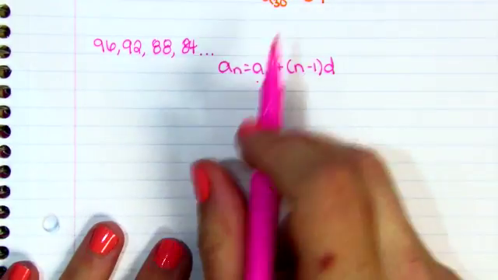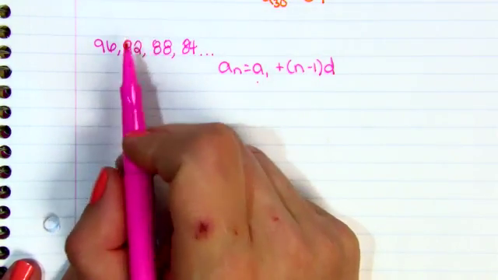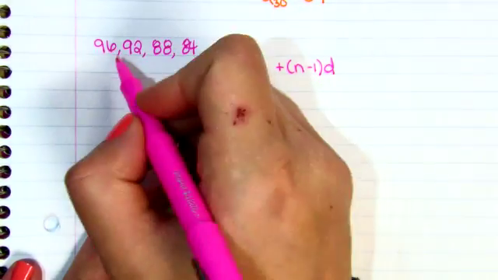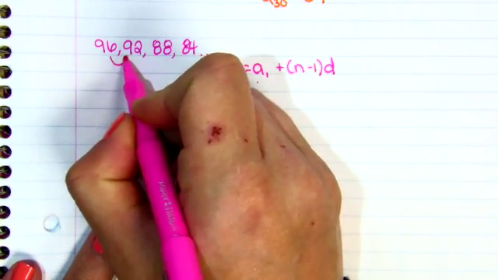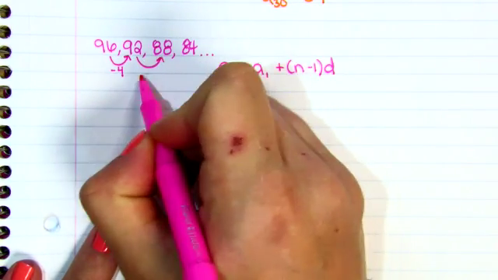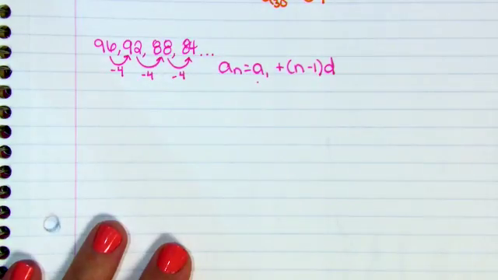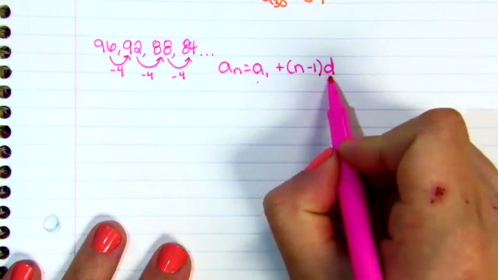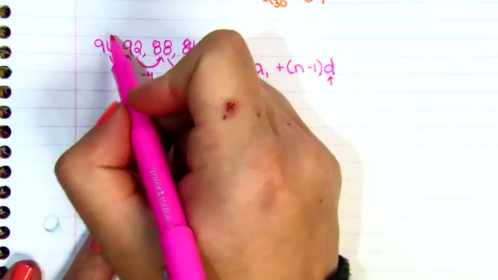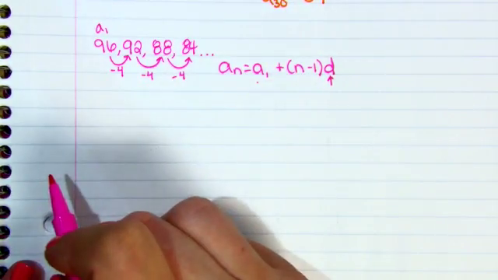What I want to do first is let's come up with an equation for the nth term that's a little more simplified to this specific situation. So in this specific situation, my common difference is subtracting 4, or negative 4, because every time I'm taking 4 off. So I can substitute that in for d, that's going to be negative 4. The other thing I can substitute is my first term. My first term is 96.